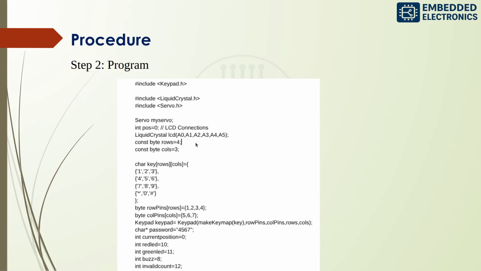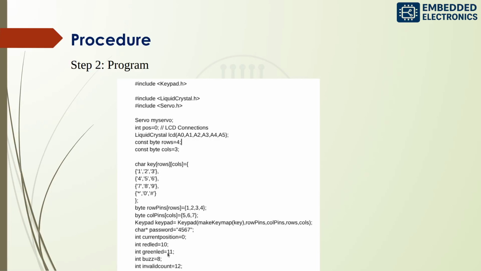And this is keypad rows and columns. Here you can see 4 rows and 3 columns. This is row pins and column pins. And here you can see the password. Password equals 4567. You can set any password if you want. This is the hard coded secret key, and next is the current position, which is 0. This tracks how many correct digits you have entered so far.